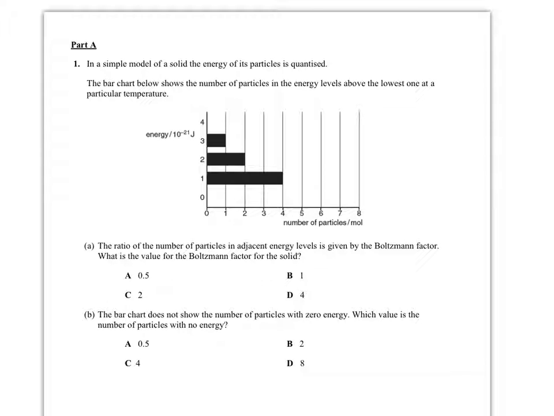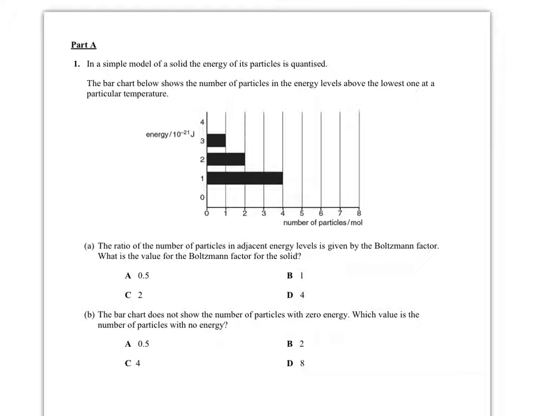So the first question with multiple choice questions has this graph here, which looks at the number of particles in moles, so 4 moles, 2 moles, 1 mole, of particles at different energy levels above some base level energy 0. And we're asked to work out the ratio of the number of particles in adjacent levels is given by the Boltzmann factor. What's the value for the Boltzmann factor for the solid?